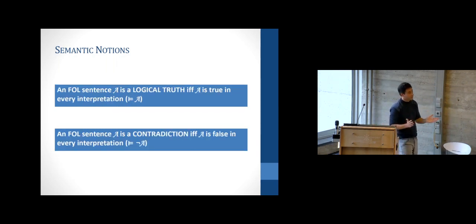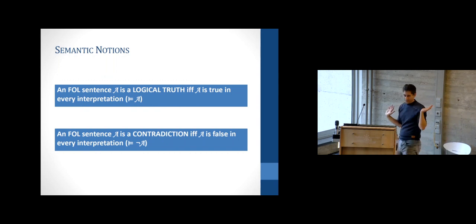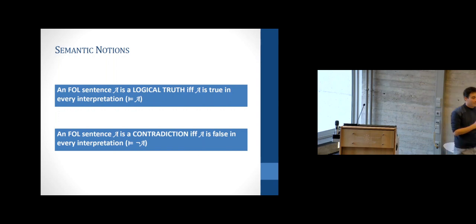A sentence is a logical truth. We write it down as double turnstile A, without any premises, if it's true in every interpretation. Okay? No matter what interpretation you give, A is going to be true, no matter how you specify it. There are such sentences. Likewise, A is a contradiction if A is false in every interpretation. Note why this is interesting: because we're talking about every interpretation, and I just told you that you can be very, very imaginative in the way you build up interpretations.